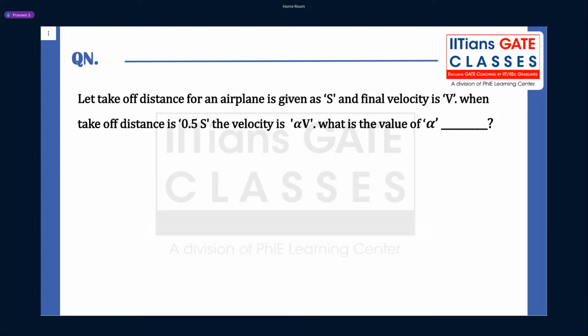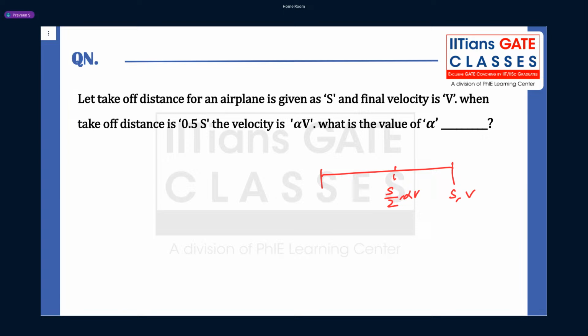Right. The takeoff distance for an airplane is given as S and final velocity is V. When the takeoff distance is 0.5 S, the velocity is alpha V. What is the value of alpha? That again is a very simple question. So he says consider this as a runway. When the distance is S, the final velocity is V. And when the distance is 0.5 S, let me write it as S by 2, he says the velocity is alpha V.